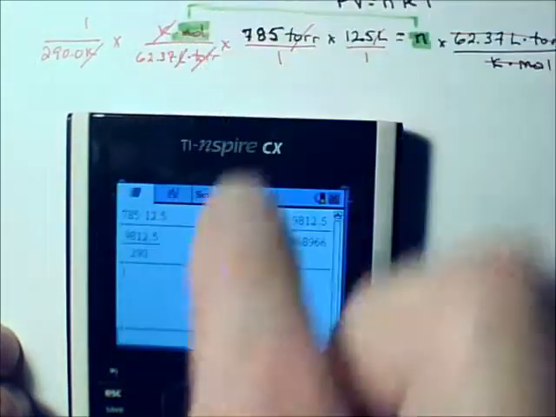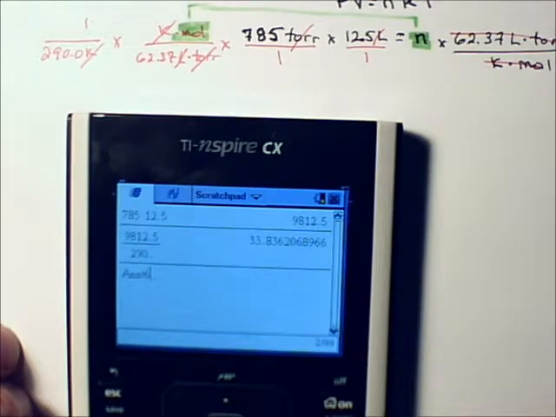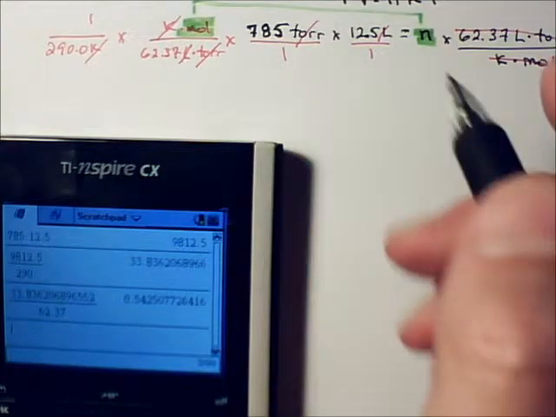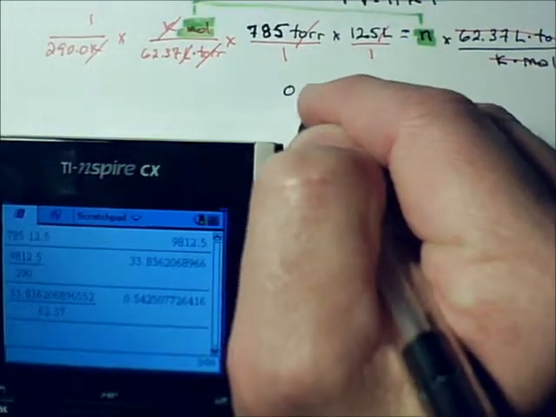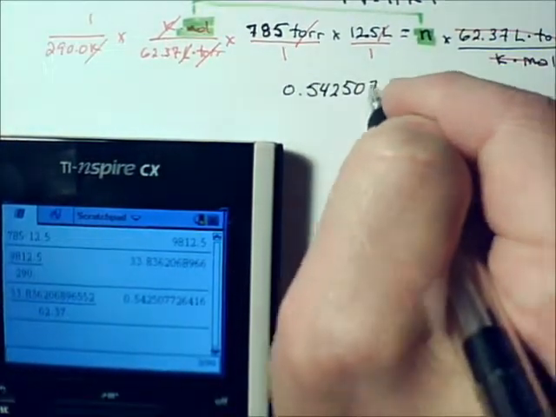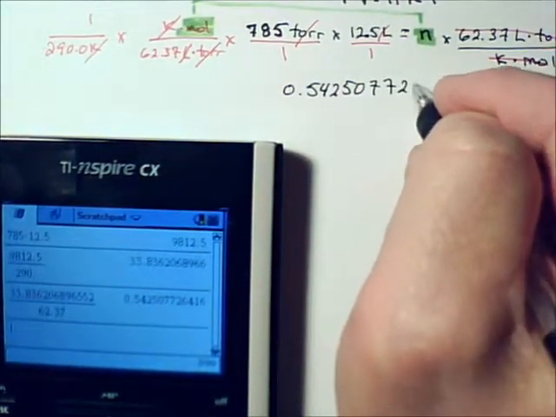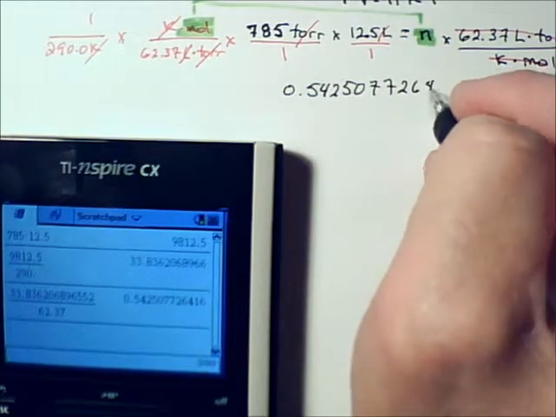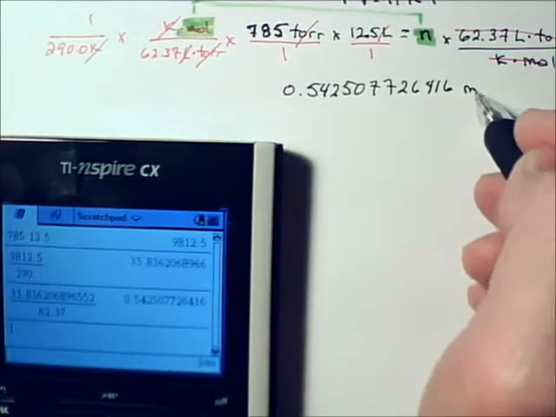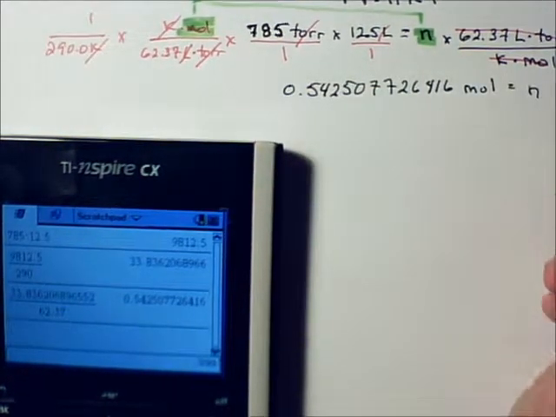Then you can divide by this last number on the bottom here. You get 0.542507726. Now you may have a few fewer digits, but that's okay. What units of measurement do I have left? Moles is left, so I have to include that. And moles does equal N. That's what we're looking for.